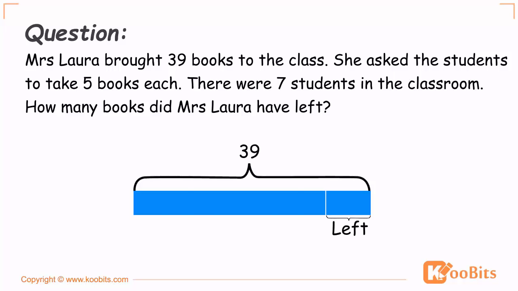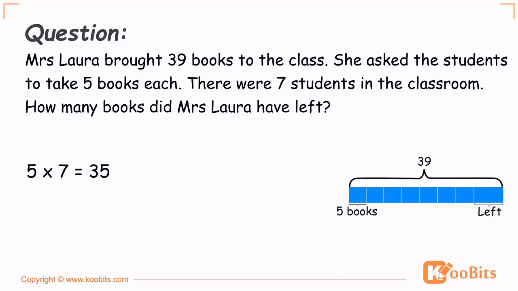Let's divide the first portion into 7 equal parts because there were 7 students. Each part represents the number of books each student took. Let's label each part as 5 books. Can you see that the total number of books the students took is equal to 7 times 5? 7 multiplied by 5 equals 35. 7 students took 35 books altogether. Do you get it? Great! Let's move on to the next part.